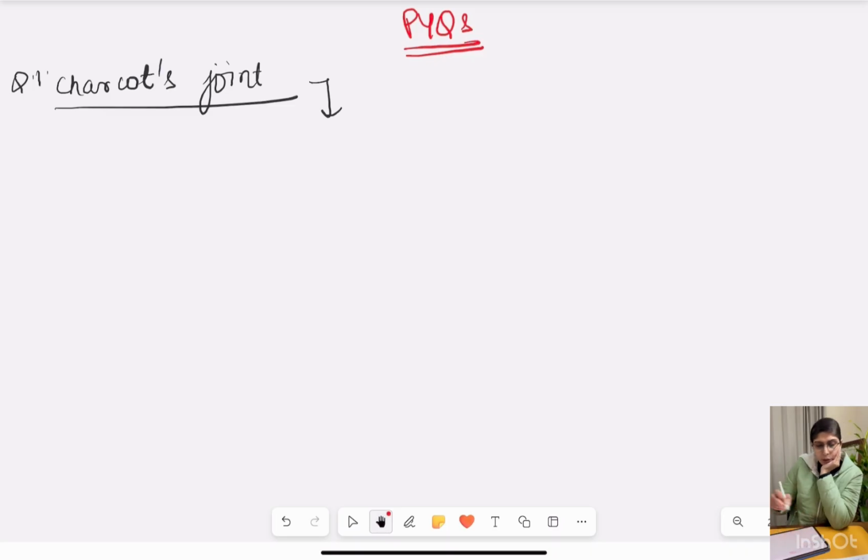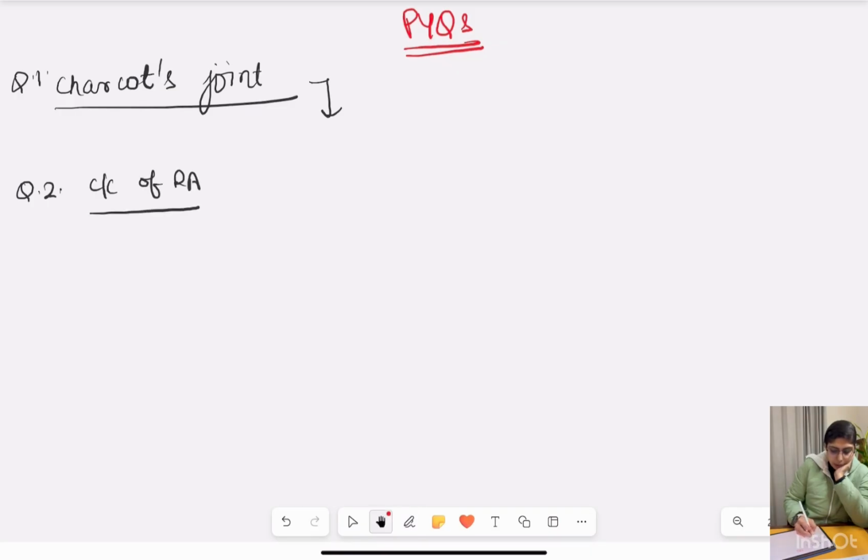So I'll ask you questions and you please write down your answers. First, write down the diseases that lead to Charcot joint. Then we'll discuss the answers. The second question is, what can be the complications of rheumatoid arthritis? Two very common complications of rheumatoid arthritis. Please write your answer.